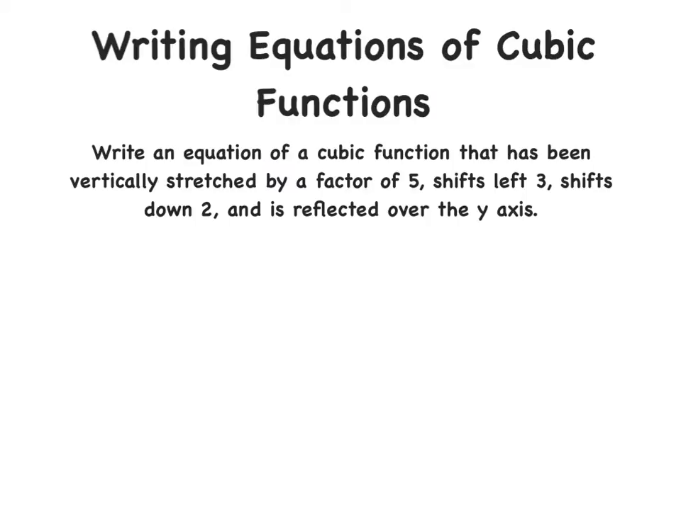So if you remember, a vertical stretch is my A. A shift left is going to be my H. A shift down is going to be my K. And that new one, reflected over the y-axis, is going to be the B.